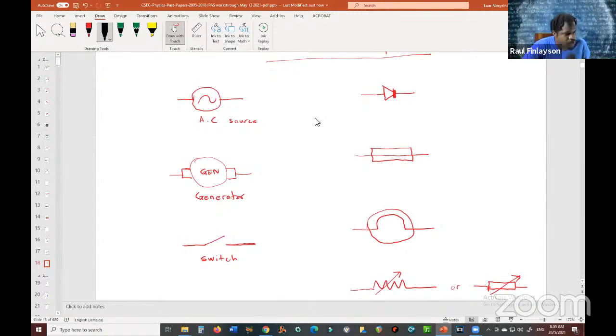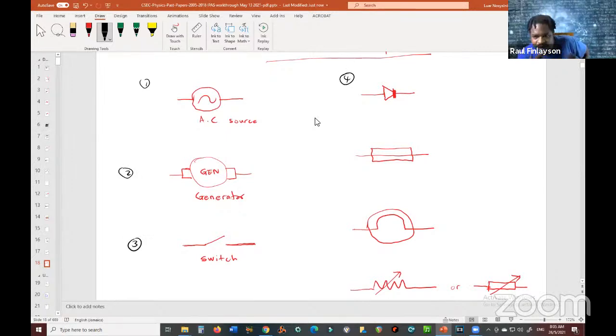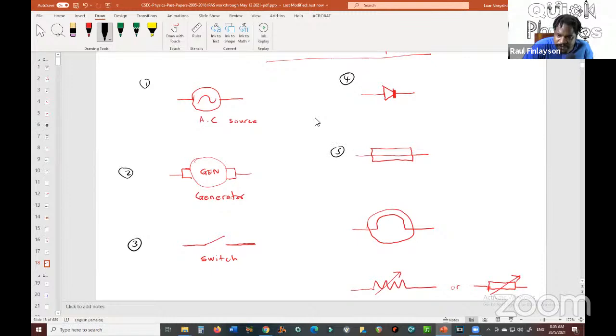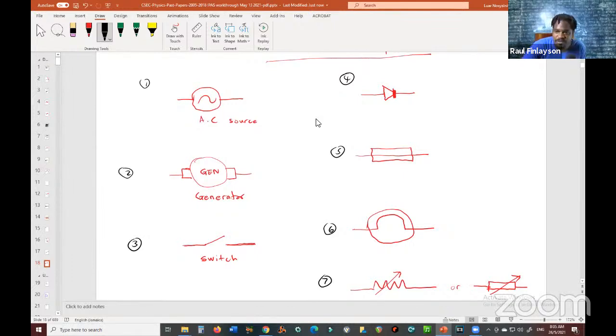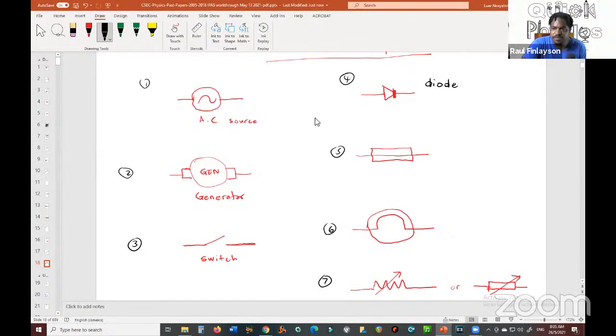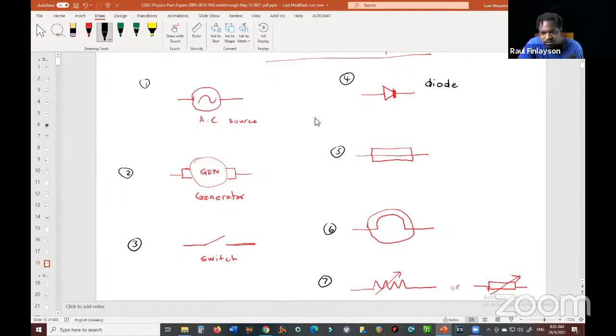All right, guys. So the symbols here, let's label them 1, 2, 3, 4, 5, 6, and 7. All right. So I put number 4 there. Number 4, it has two names actually. So yes, we're going to need to know about this device called a diode. And based on the topics sent by CXC for the exam, it's possible that they could ask one question about it.